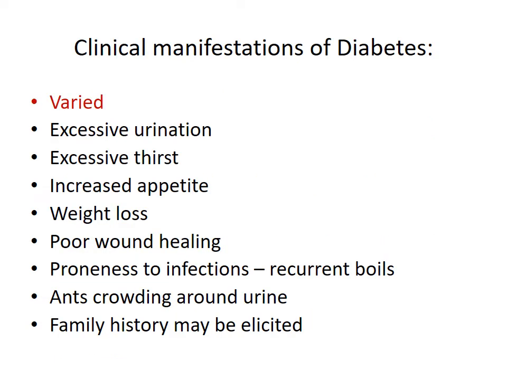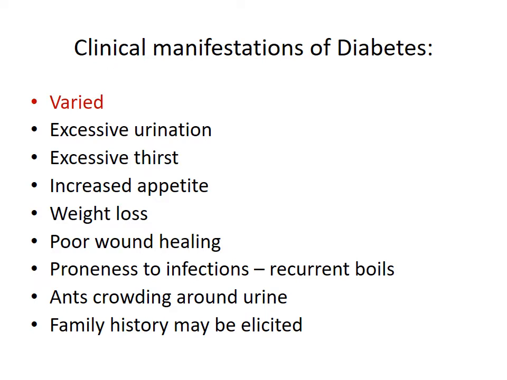The clinical manifestations of diabetes are varied. The first one is excessive urination, people waking up at night to pass urine. Because they pass a lot of fluid, they become thirsty, so they drink a lot of water. There is increased appetite. They notice that despite eating heavily, they are losing weight. Then if they have a wound, it doesn't heal on time. A small cut in the body will not heal, and they have to spend a lot of time going to clinics and having to dress these wounds, and it will still not heal.